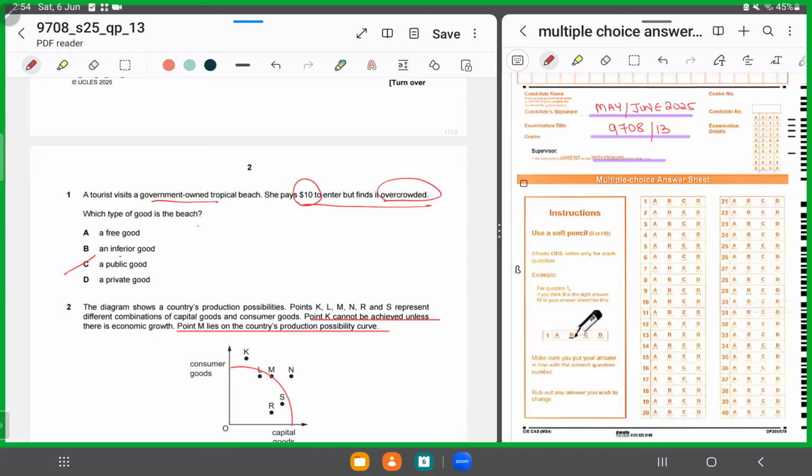It's not an inferior good because it has nothing to do with incomes here. It's not a free good because a free good is a good which is not scarce and which has zero opportunity cost. So it's not A, it's not B, it's not C. It's a private good. Why is it a private good? Because A, she's paying for it, and B, it's not a public good. So we are left with D. That's the correct answer. So for 1, we'll shade in D.